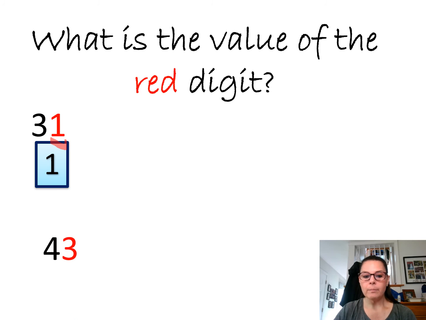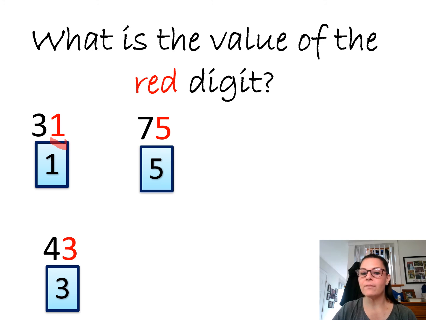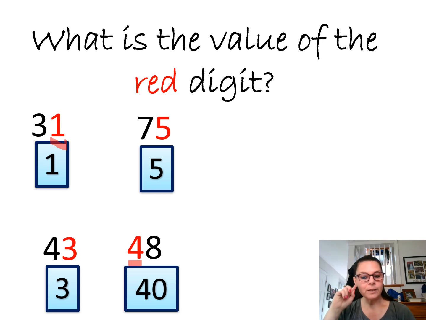Very good. How about the value of the 3 in 43? Oh, that's the ones column again, 3 units. So the value is 3. Nice job. Let's try another one. What's the value of the 5 in 75? That's right, 5, because it's 5 ones. Okay, how about the value of this 4 in 48? Now this time it's the tens column, so it's not going to just be 4, it's going to be 4 tens. What's the value of 4 tens? 40.